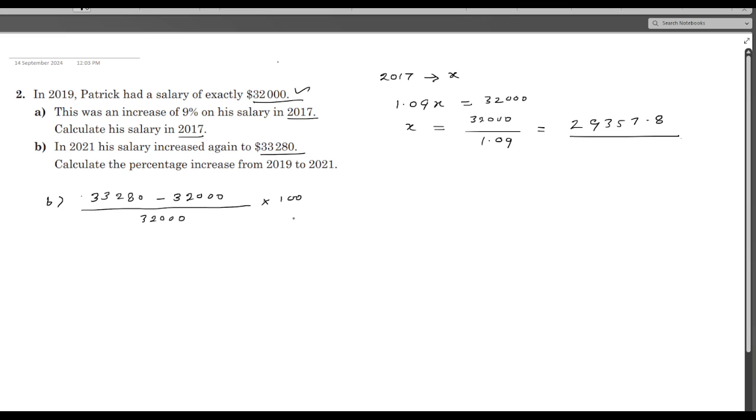So your result will be 33,280 minus 32,000, which is 1,280, divided by 32,000 and multiplied by 100. So your result is 4. There is an increase of 4%. Now next question.